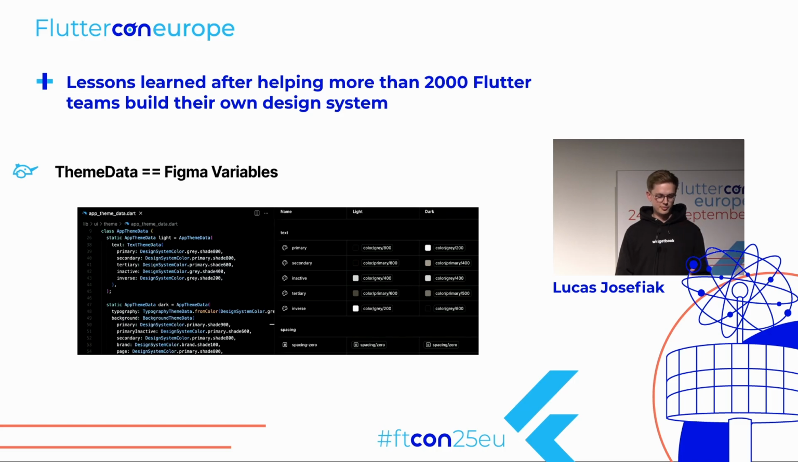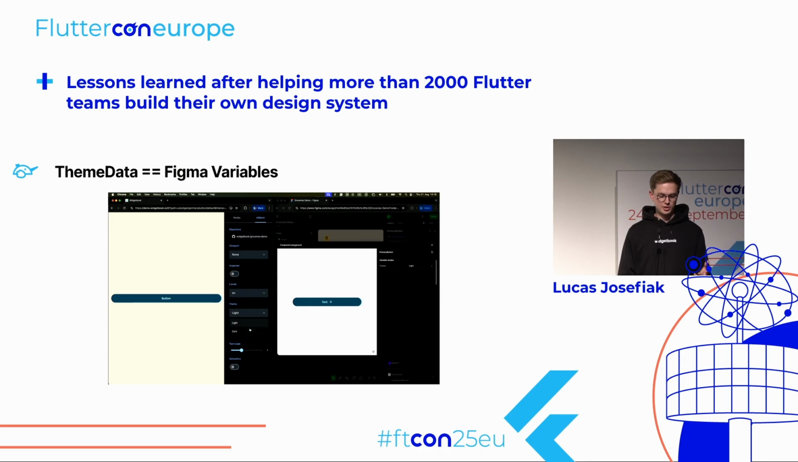In Figma, you have variables, and these variables allow designers to store reusable values that can be applied to various design properties. For example, theming for colors or spacing. And developers can then match that in Flutter with theme data.